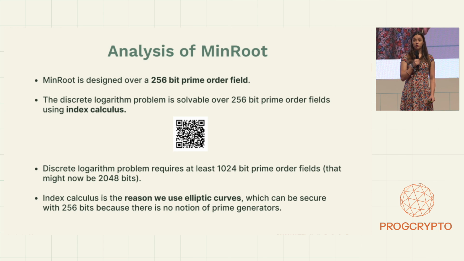The discrete logarithm problem really is only hard if we assume at least a 1024-bit prime order field. I think that might now be 2048, maybe even higher. It's going up all the time. Index calculus is actually the reason that we use elliptic curves, which can be secure with 256 bits because there is no notion of prime generators. However, here we're not using an elliptic curve, we are using a field, and index calculus is very relevant.